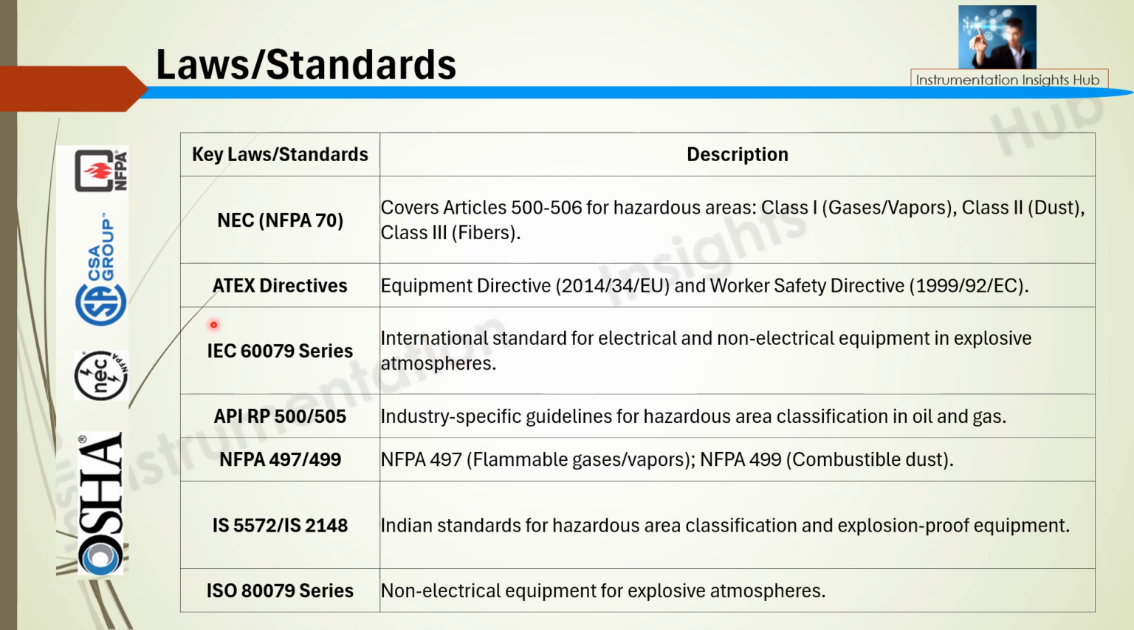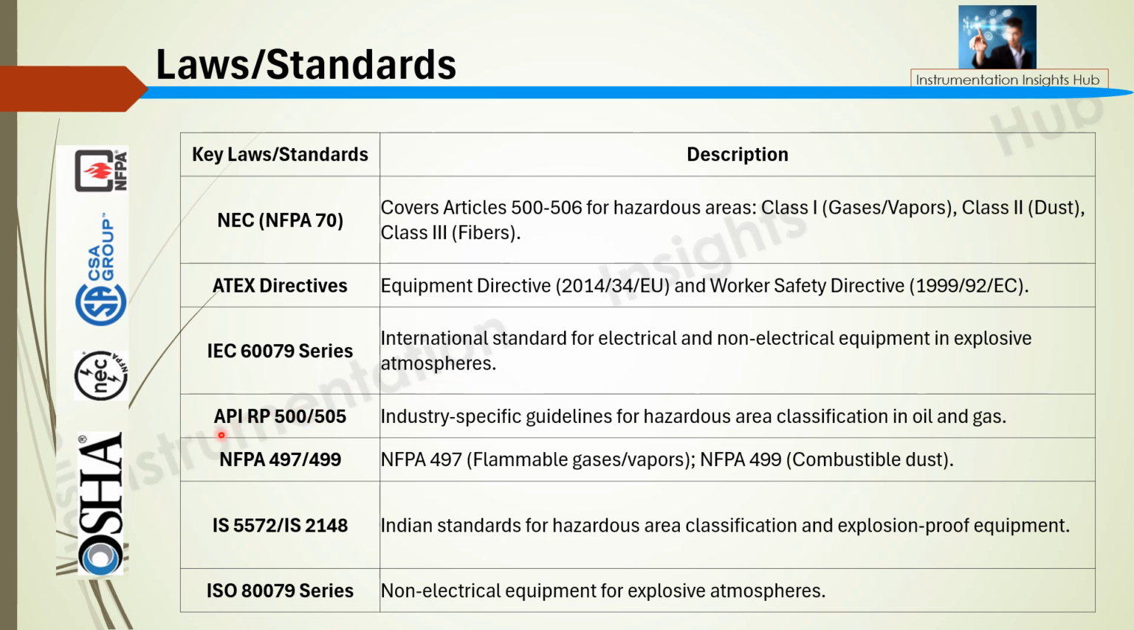So the ATEX equipment directive is 2014/34/EU, and the worker safety directive is 1999/92/EC, right? So derived from ATEX, IEC 60079 is the international standard for electrical and non-electrical equipment in explosive atmosphere.